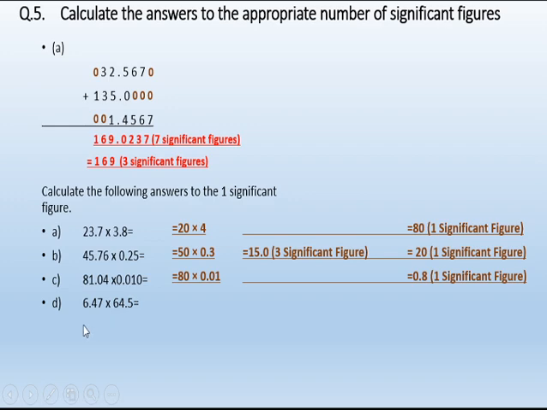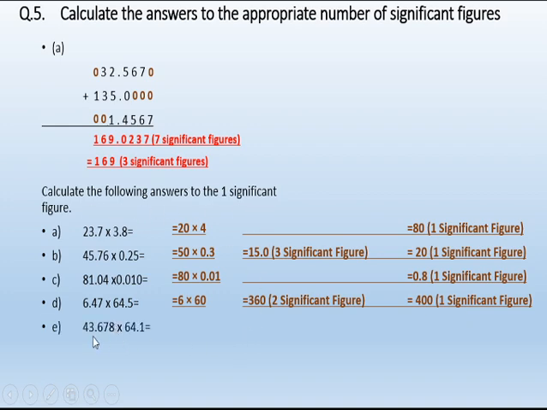So 6.47 will be converted into one significant figure as 6, because the digit we are removing is not 5 or more, so this will give us 6. And 64.5 will be converted into one significant figure, which gives us 60. So 6 multiplied by 60 is 360, which is 2 significant figures. Now we'll round it off to one significant figure, which is 400. 400 is the answer correct to one significant figure.